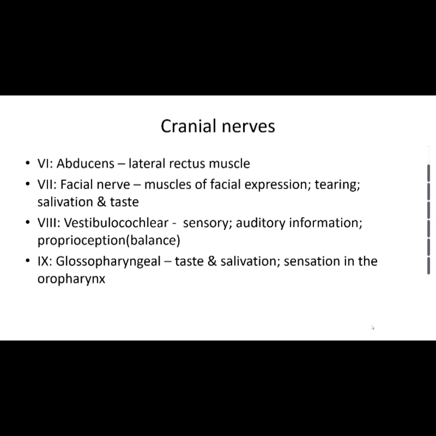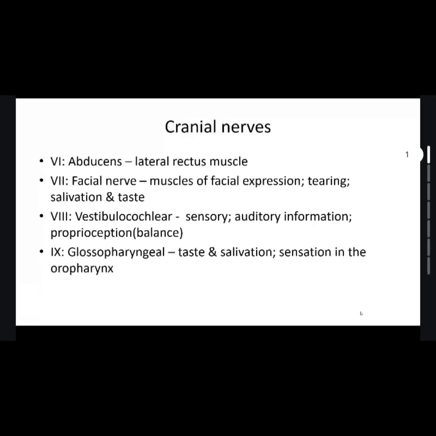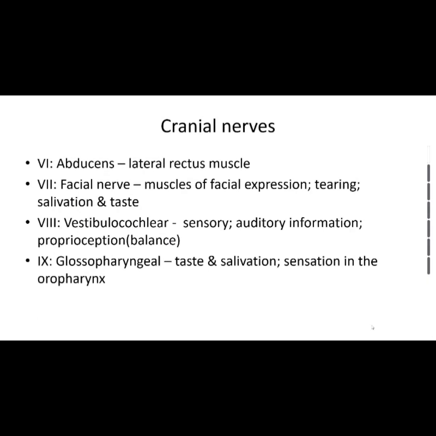And then we have cranial nerve 9, glossopharyngeal. This one deals with taste, especially the posterior part of the tongue. That's where it innervates. And then also salivation and salivary glands, and sensation in the oropharynx. This is the one that you talk about for the gag reflex. One way of testing it is the gag reflex. If you put your finger behind your mouth, you are likely to want to vomit. That is the gag reflex. So that is the glossopharyngeal nerve.